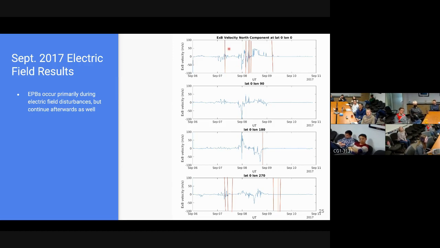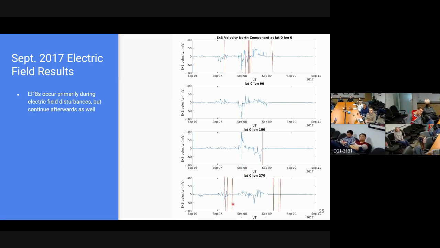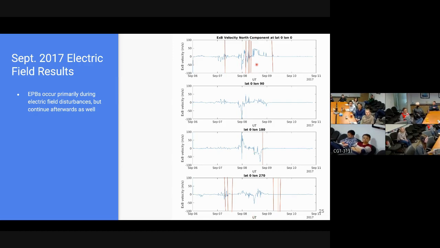And so we can see that we have a few plasma bubbles occurring during the initial phase of the storm, kind of in response to that first electrodynamic disturbance. But most of the plasma bubbles are occurring during the main phase of the storm, and preferentially in the American sector, which is where we saw that really big plasma bubble example that I showed earlier. And then, of course, there are a few examples continuing afterwards as the ionosphere recovers and returns to its quiet state.